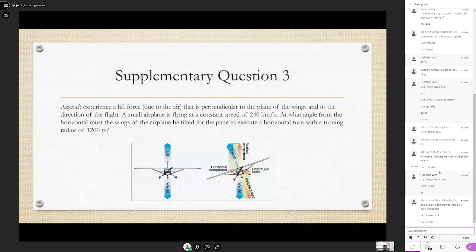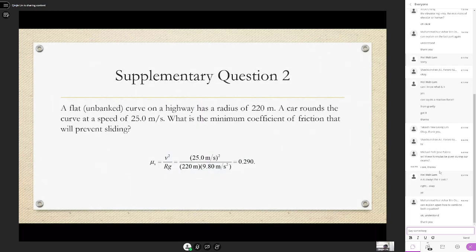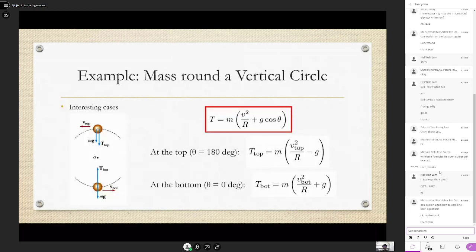The rest are all supplementary questions for you to have a look. Any questions regarding circular motion? Basically, it is the circular motion that we have learned, but now we apply F equals ma onto that system.